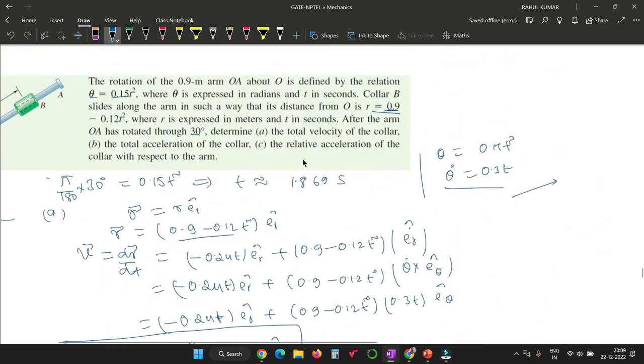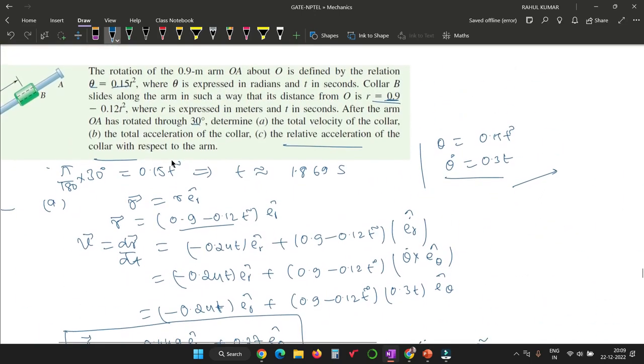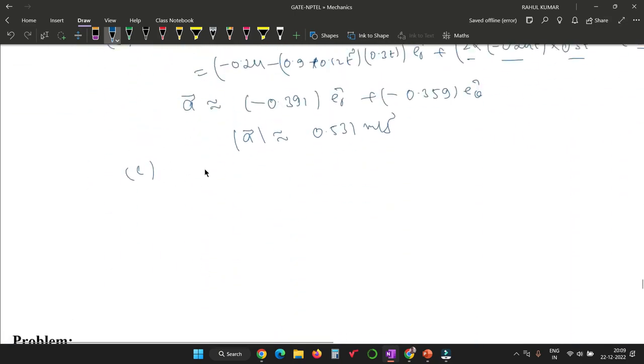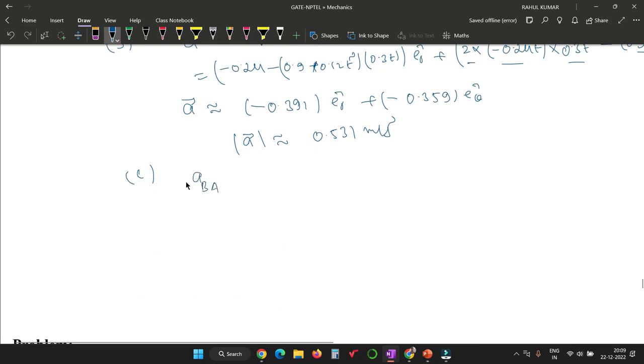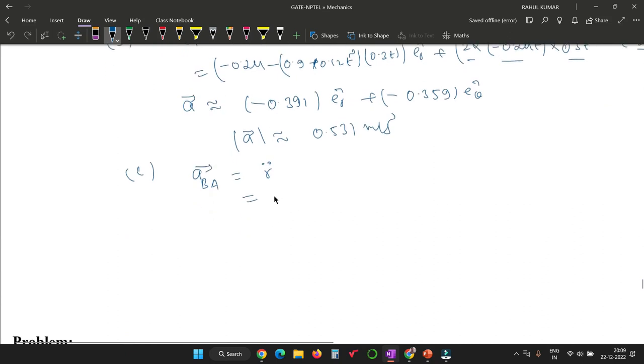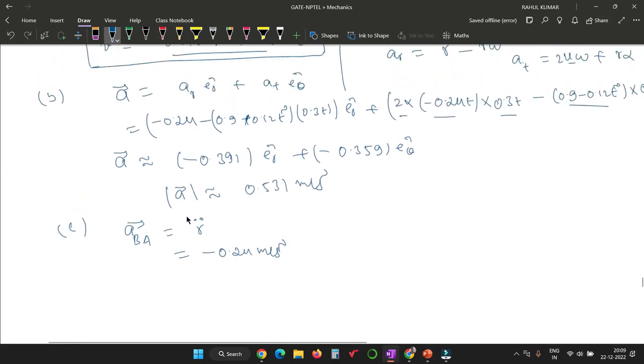The third part is asking for the relative acceleration of the collar with respect to the arm. It is very easy. You can see that this collar is always moving along this direction only. So the acceleration of the collar with respect to the arm is nothing but r double dot, and that is minus 0.24 e_r.